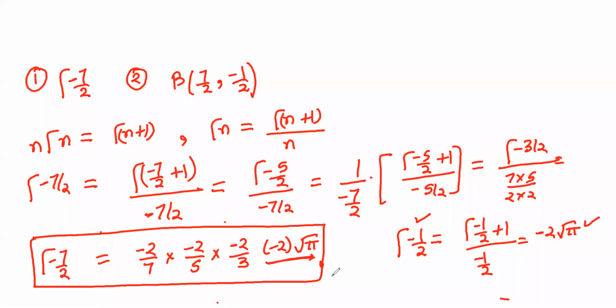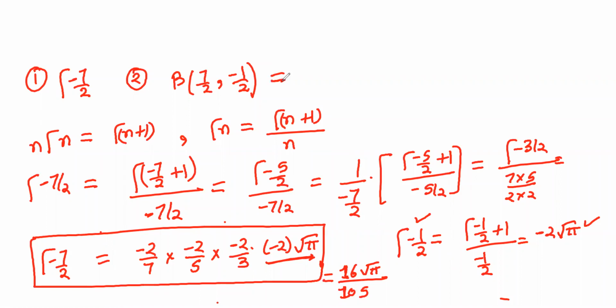So finally it will come 2, 2, 2, 2. It means 16 under root pi upon 15 into 7. It means 105. So 16 upon 105 into under root pi. This is the value of gamma minus 7 by 2.